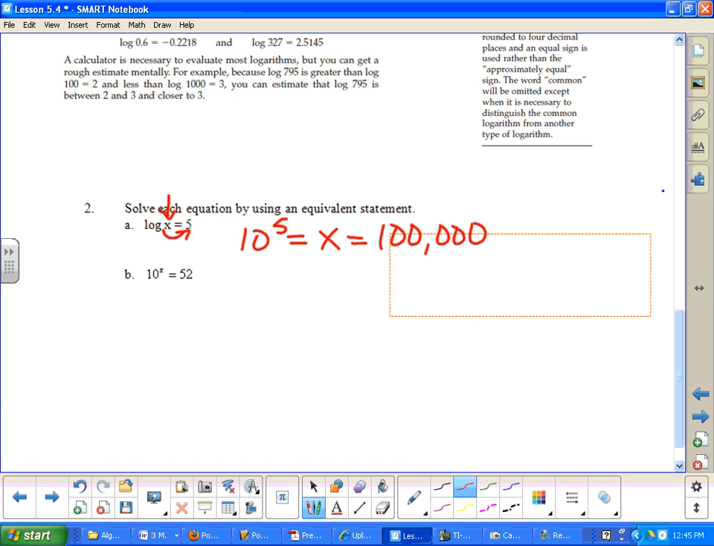And then to find letter B, solving the equivalent equation would be the fact that we want to find the log of 52 is equal to x. Because the base is 10, the log base 10 of 52 is equal to x. That's going back to Algebra C again, where we learned how to write exponential and logarithmic expressions.